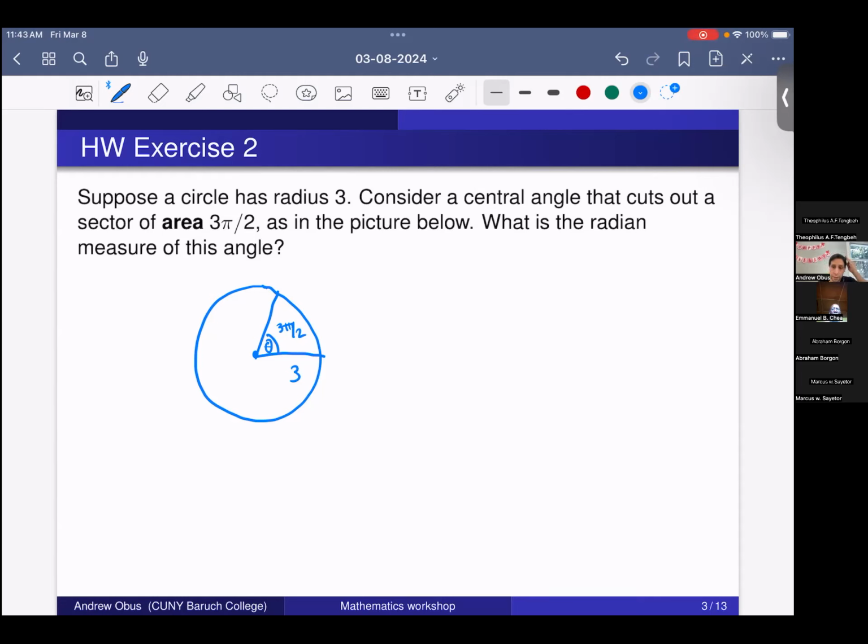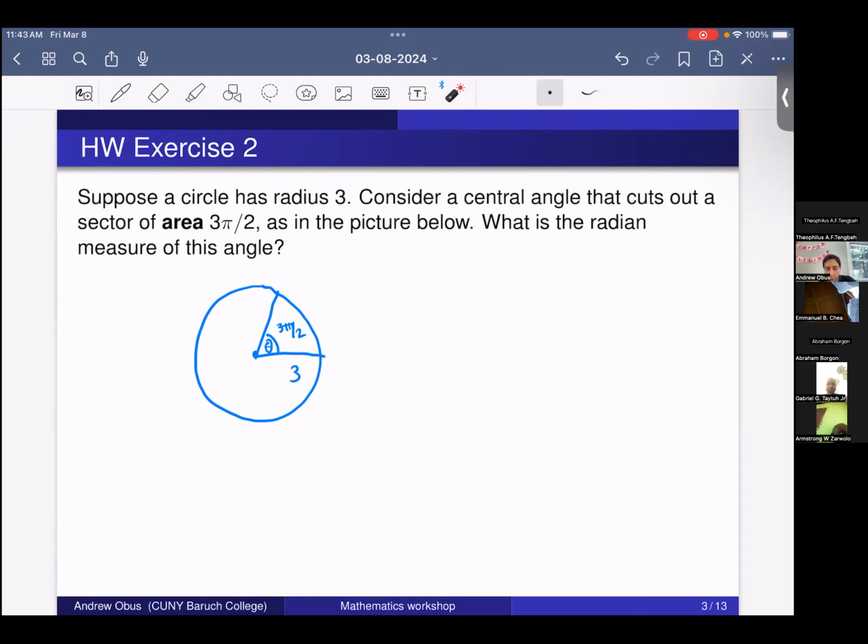Okay. So how do we even begin to approach this question? So we're told something. Remember, radians are defined in terms of arc length.